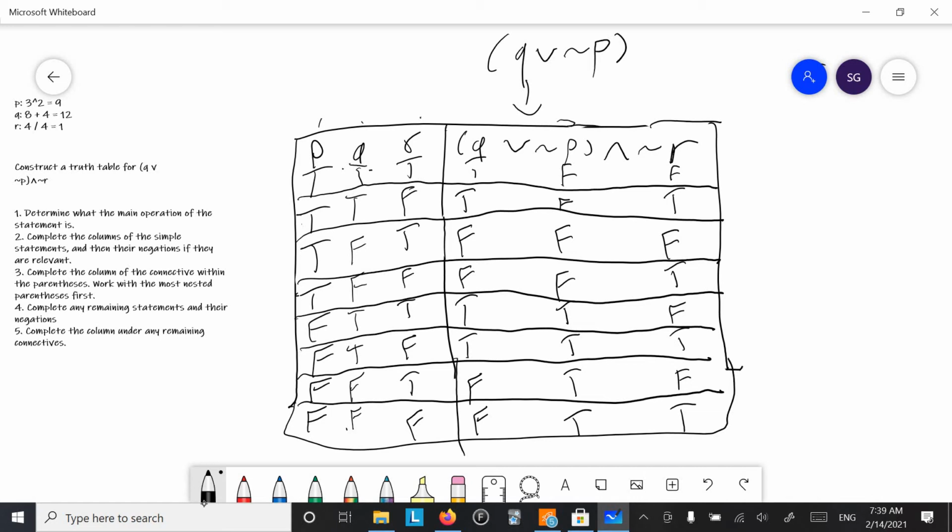So Q is true here, disjunction is true. Q is true here, disjunction is true. Q is false, negation of P is false, the disjunction is false. Again, it's false. Both are true, it's also true. Both are true again, it's also true. One is false, one is true, it's true. One is false, one is true, it's true. Okay. So we figure that out.